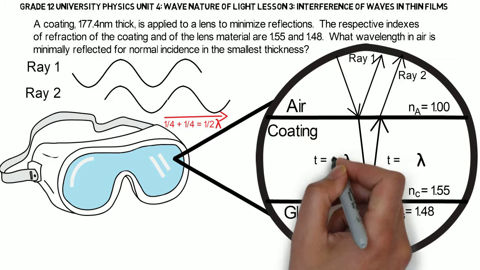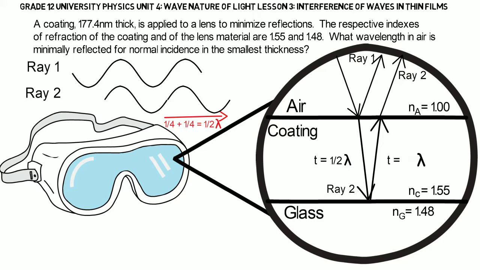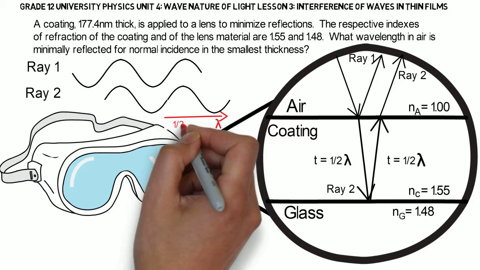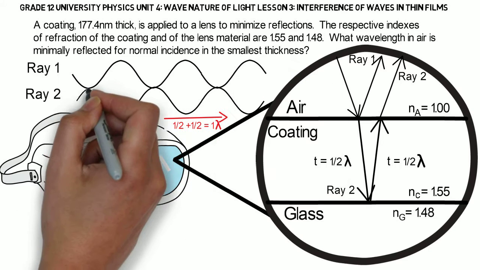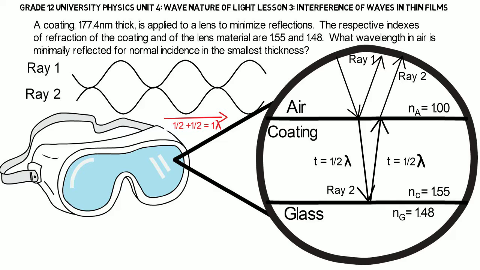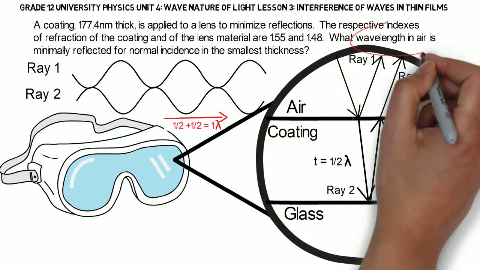So let's look at what if the thickness was actually 1/2 wavelength. If this were the case, it would travel 1/2 wavelength down and 1/2 wavelength back up for a total of 1 wavelength. This puts it back out of phase with the first ray, and they will interfere destructively. So now that we know that the thickness would have to be a 1/2 wavelength for the coating, we need to figure out what the wavelength actually is.